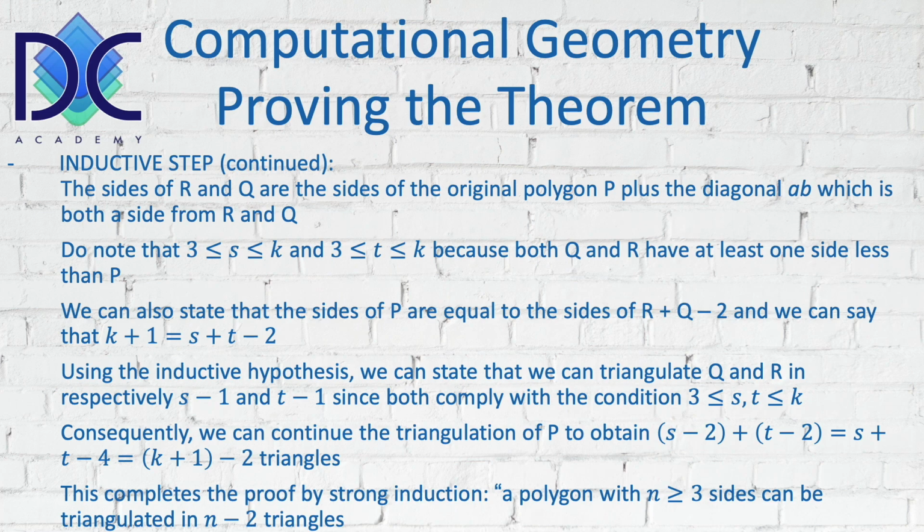Finally, this completes the proof by strong induction that a polygon with n larger or equal to 3 sides can be triangulated in n-2 triangles. So basically, using the proof by strong induction, we have proven that this theorem is true. And that's what we wanted to show you in this video.